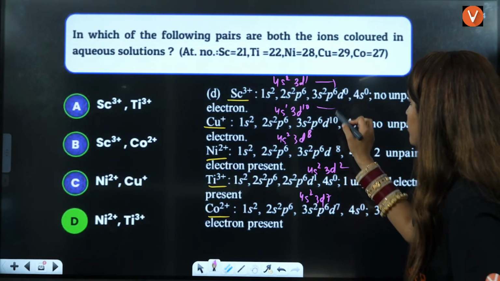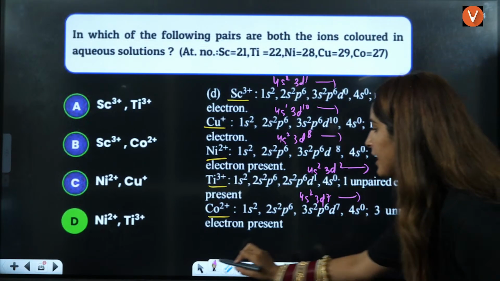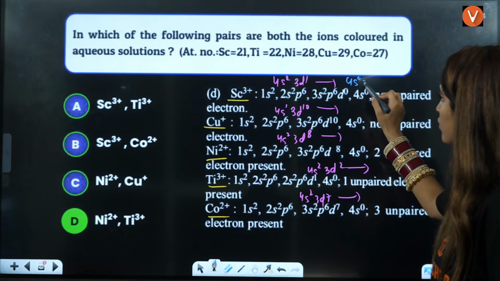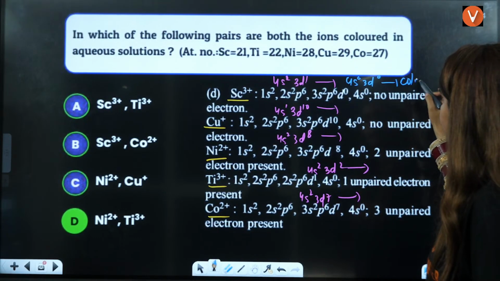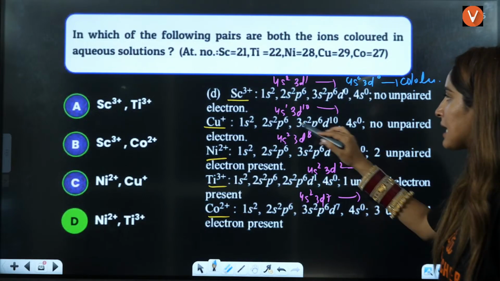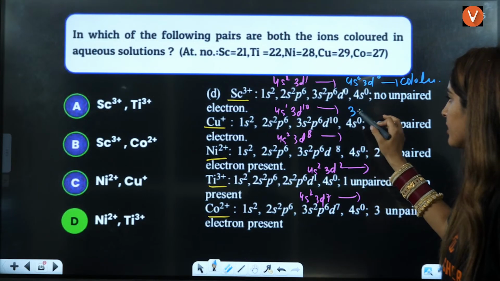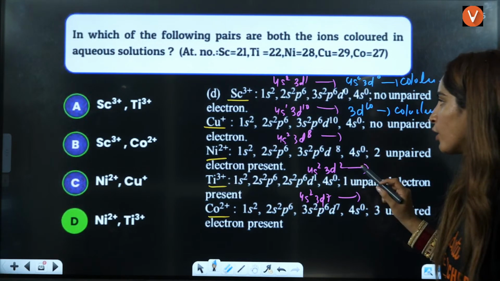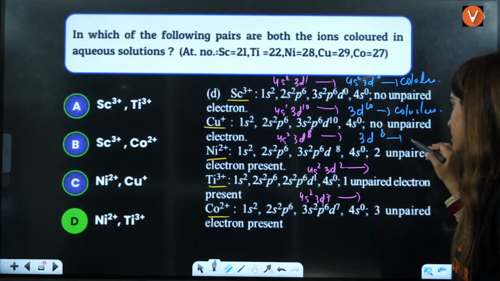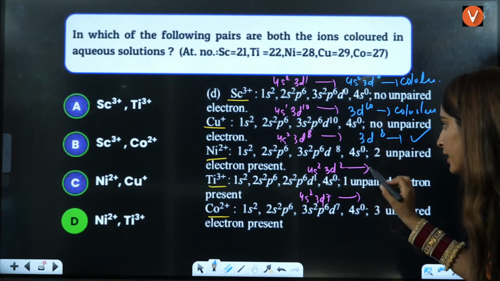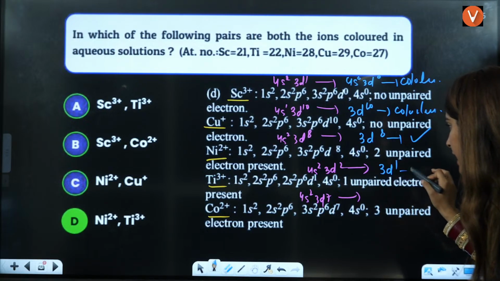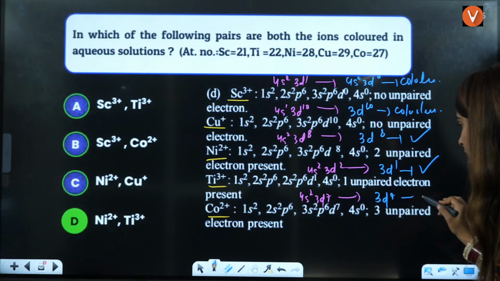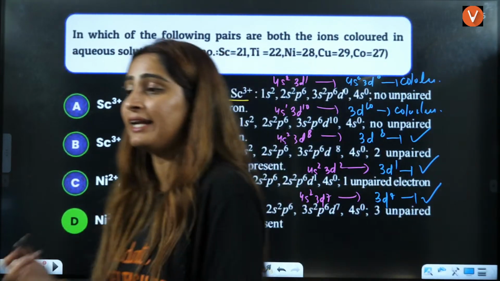You take out electrons from here. Let us see. For scandium, you take out 3 electrons, it will be 4s0 3d0. That is, it is colorless. It is colorless, no color. You take out 1 electron here, it is 3d10. Again, it is colorless. Okay? You take out 2 electrons here, it is 3d8, which is showing color. You take out 3 electrons here, it will be 3d1. Again, it will show color. dd transitions will be there. You take out 2 electrons, it will be 3d7. Again, it will show color because there will be dd transitions.